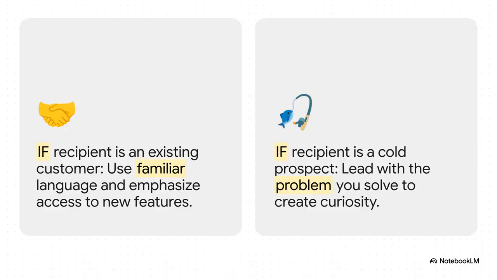For example, think about email subject lines. You could build one prompt that says, if the person getting this email is already a customer, then use familiar, friendly language. But if they're a totally cold prospect, lead with the problem that your feature solves. Just like that. One prompt, two perfectly tailored subject lines for two different audiences.